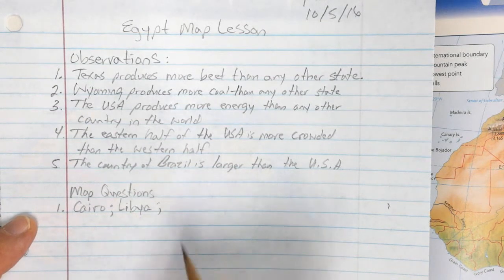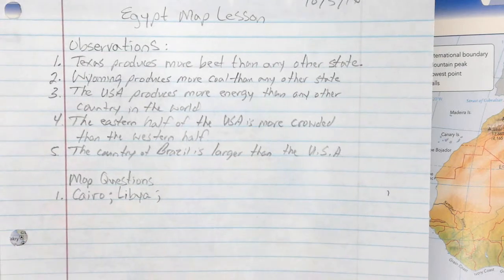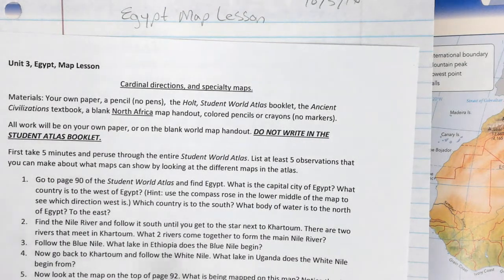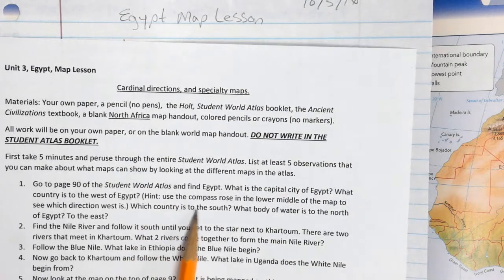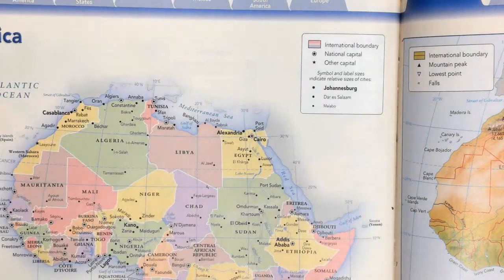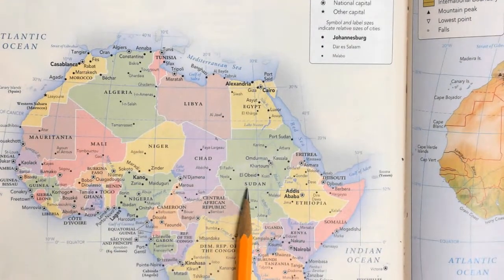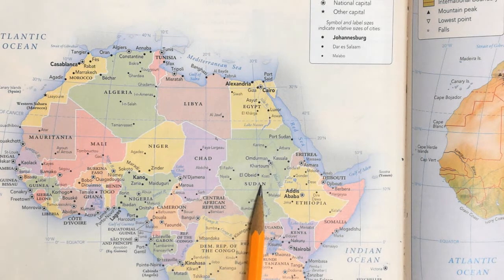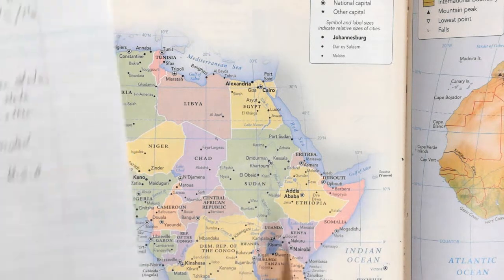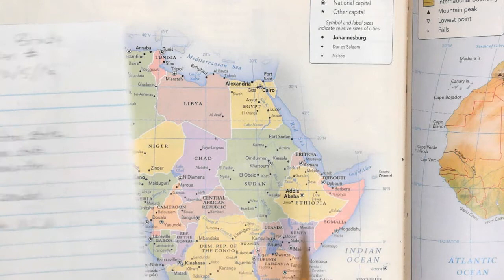L-I-B-Y-A, semicolon. Back to my question sheet. Which country is to the south? Back to my map. Egypt, south is down, and that country is Sudan. Notice all the country names are printed in all caps. City names are printed in caps and lowercase, and capitals have stars next to them. So the country to the south is Sudan.